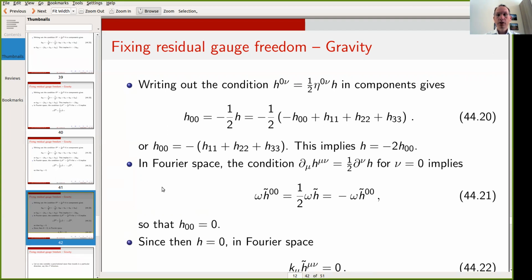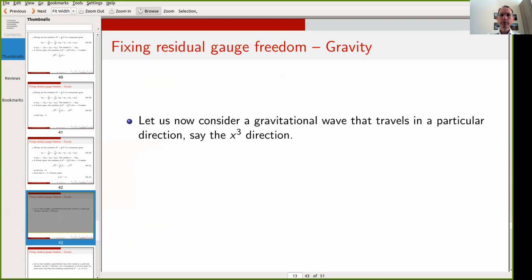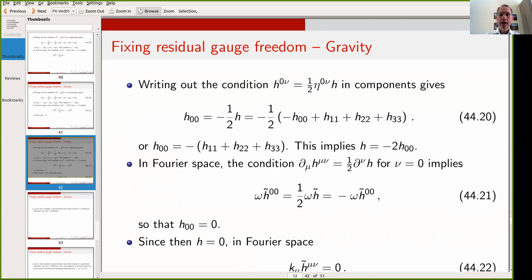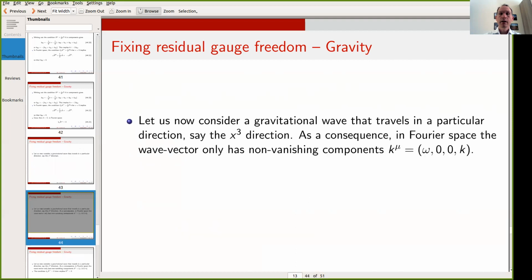So now that we have this condition, we look back up here, we find that the trace H is also 0. And then we find that this condition here simplifies to k^μ H̃_μν is equal to 0. We can further simplify this by considering a particular direction of propagation for the gravitational wave. Let's pick the z or x3 direction. In this case, the wave vector here only points in the x3 direction, so this only has one component where it's non-vanishing.